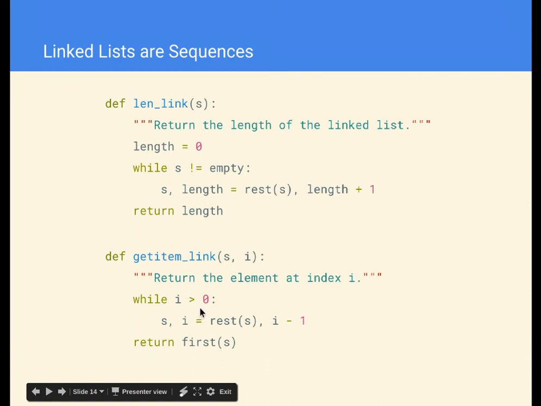All right, so my question for you is try to write a recursive implementation of len link and get item link. So len link takes in 1 argument, which is the link, and get item link takes in 2 arguments, the link itself and an index. Your job is to write a quick recursive implementation that will do the same thing we saw earlier. All right, take out a pen and paper and go. So here's the behavior for your reference.